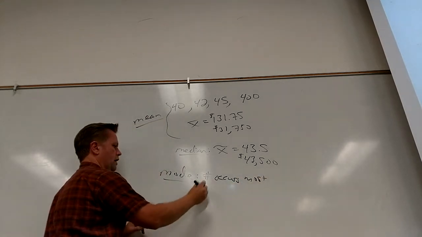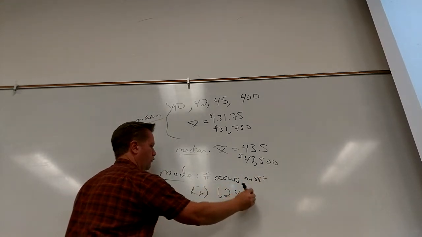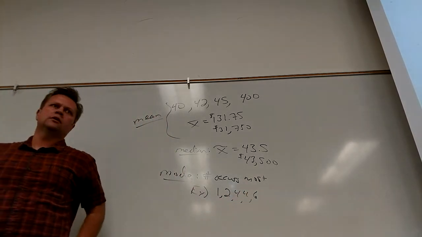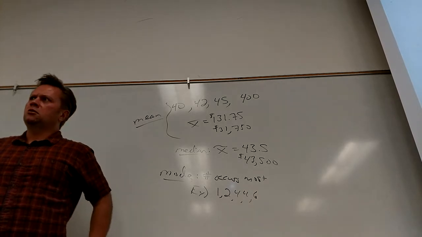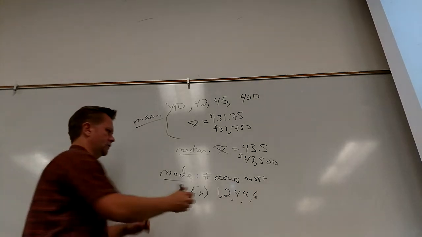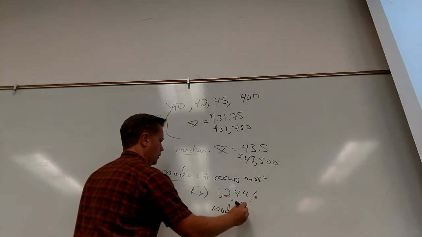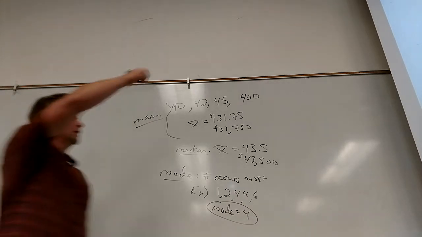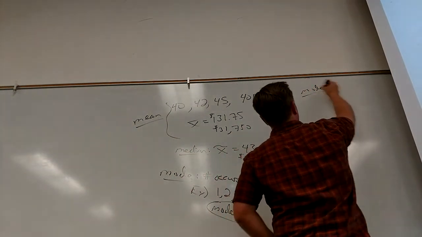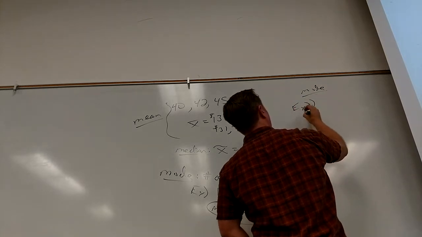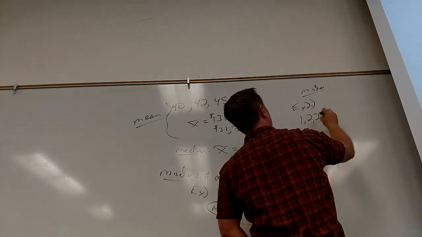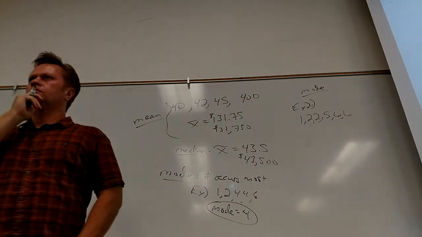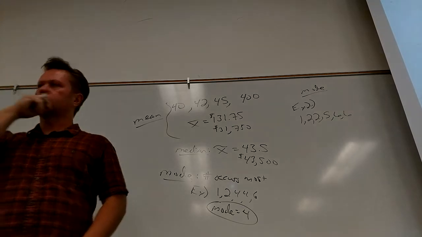So, for example, if I had 1, 2, 4, 4, 6, the mode, of course, would be 4. Poor little mode doesn't get a symbol. Poor little thing. Mode is 4. What if I had this data here? 1, 2, 2, 5, 6, 6. Yeah, it's bimodal. I love it.